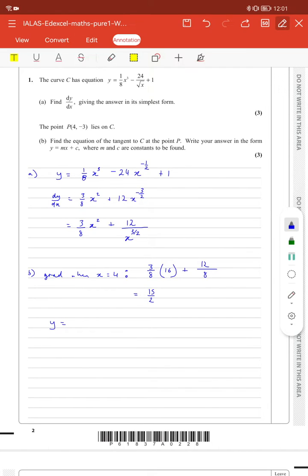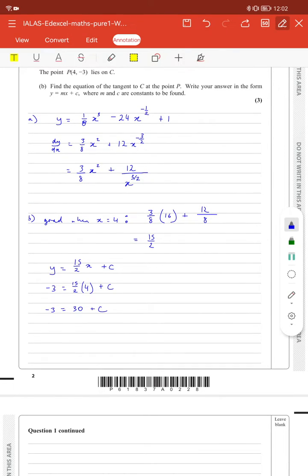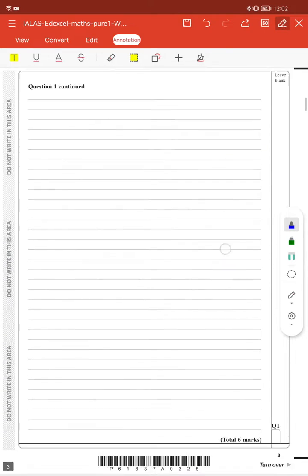We get y is equal to 15 over 2x plus c. So minus 3 is equal to 15 over 2 times 4. So minus 3 is equal to 30 plus c. And we get c is equal to minus 33. And if we rewrite that, we get y is equal to 15 over 2x minus 33. And that is the form that it wants it in. So be very careful to give it in the exact form that they have asked for.